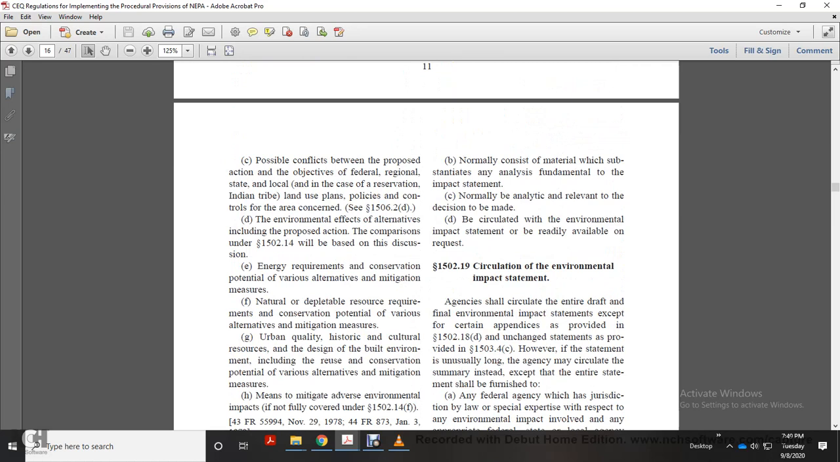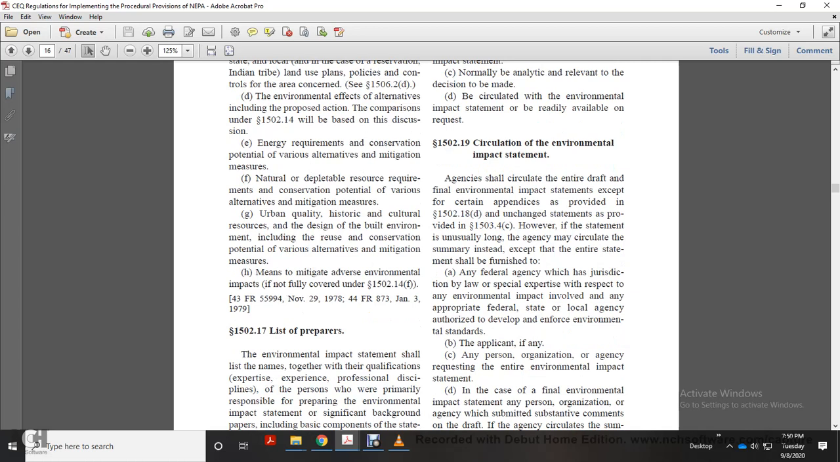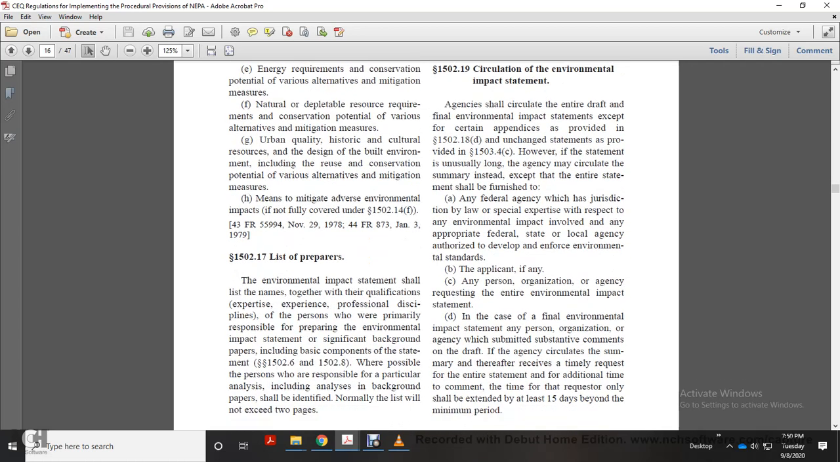1502.19, circulation of the environmental impact statement. The agency shall circulate the entire draft and final environmental impact statement, except for certain appendices as provided in 1502.18(d), and unchanged statements as provided in 1503.4(c). However, if the statement is unusually long, the agency may circulate a summary instead, except that the entire statement shall be furnished to the federal agency with jurisdiction by law or special expertise with respect to any environmental impact involved, and to any appropriate federal, state, or local agency authorized to develop and enforce environmental standards, and to the applicant, if any, and any person, organization, or agency requesting the entire environmental impact statement.